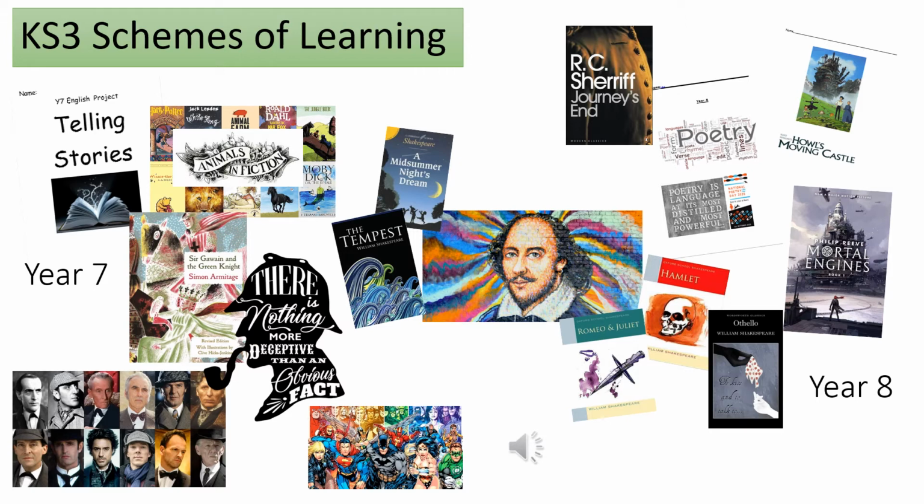As you can see, we offer Shakespeare in both Year 7 and 8, The Tempest and Midsummer Night's Dream in Year 7, and then we look at texts including Romeo and Juliet, Hamlet and Othello at Year 8, and we also of course study poetry in each year. We look at a number of poems, a collection that we've put together ourselves in Year 8, which allows students to explore a number of different themes.